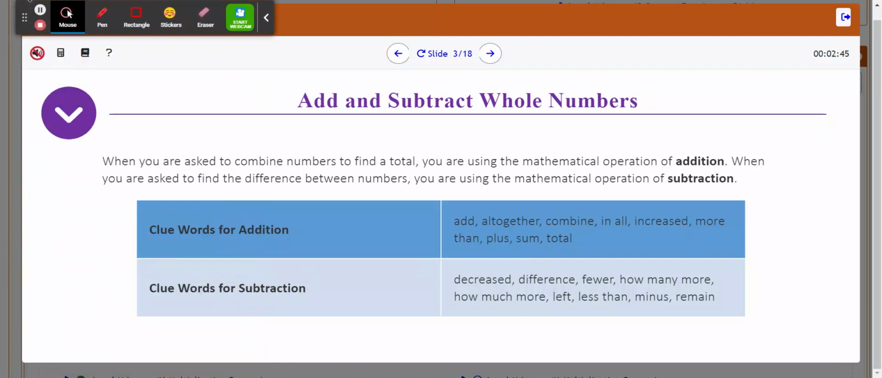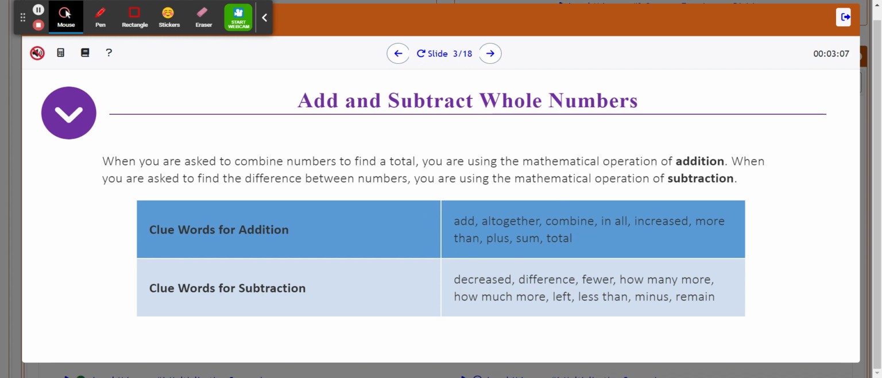Lesson 3, add and subtract whole numbers. So when you're asked to combine numbers to find a total, this is called addition. When you're asked to find the difference between numbers, this is called subtraction. And if you look here, these are some words to tell you which operation it is.